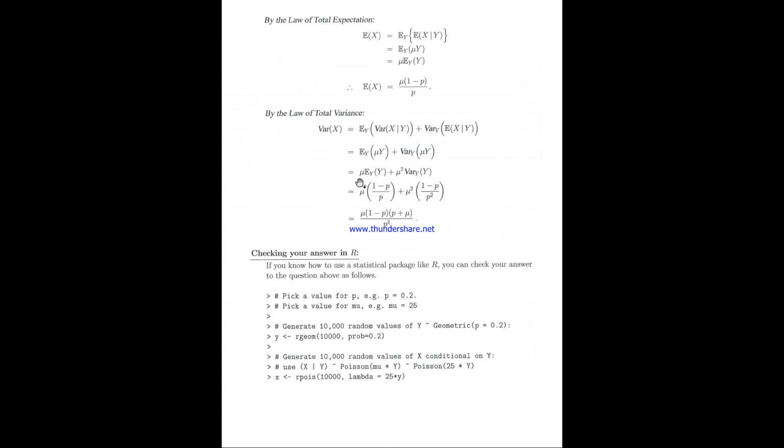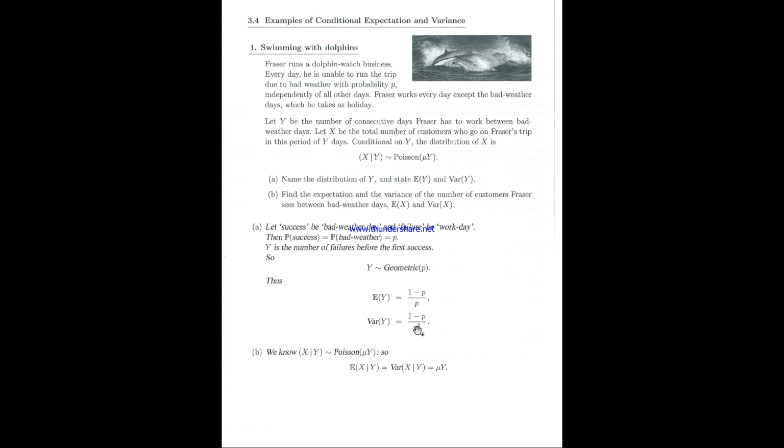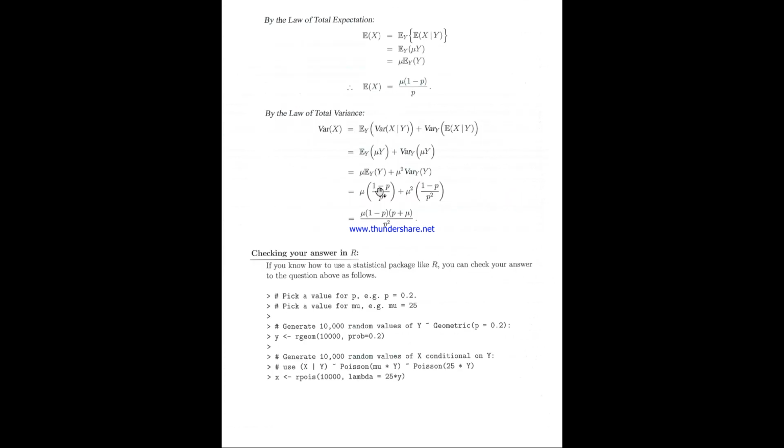So here I'm going to take mu out, that is mu times expected value of Y over the range of Y, plus, if I take mu out here, we have to square it since we are interested in a variance. So that is mu squared times variance of Y over the range of Y. So expected value of Y and the variance of Y we know according to the geometric distribution of Y, these two values. So I'm going to substitute them here.